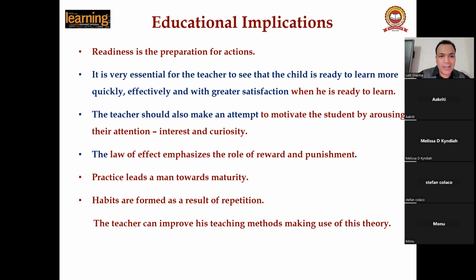So the next law is the law of effect, which emphasizes the role of reward and punishment, right? So here, Thorndike is talking about punishment. But when we do another theory, there is a different thing. But here he is talking about punishment also. Why is he talking about punishment? Because he was a behaviorist basically, right?